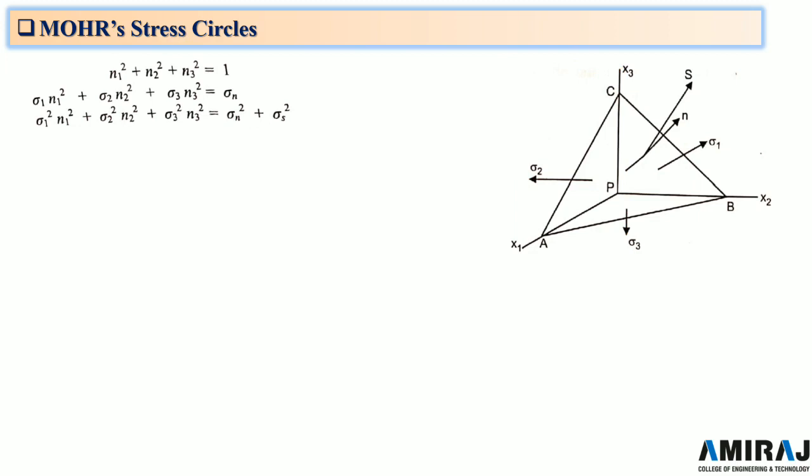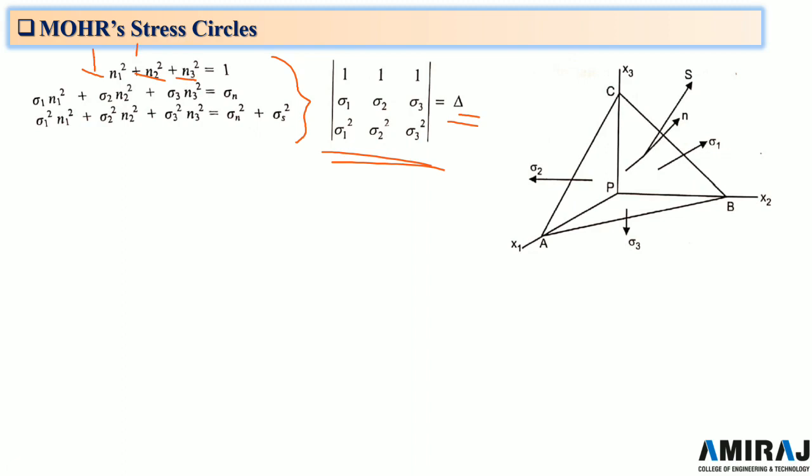In the same way, if we multiply by sigma 1 squared, sigma 2 squared and sigma 3 squared, we get sigma n squared plus sigma s squared on the other side. So these three equations are taken from the previous section, and from them we can solve for the three variables n1 squared, n2 squared and n3 squared. We take the determinant 1 1 1, sigma 1, sigma 2, sigma 3, sigma 1 squared, sigma 2 squared and sigma 3 squared, equal to delta. The coefficients of the three equations are written in the form of a matrix.